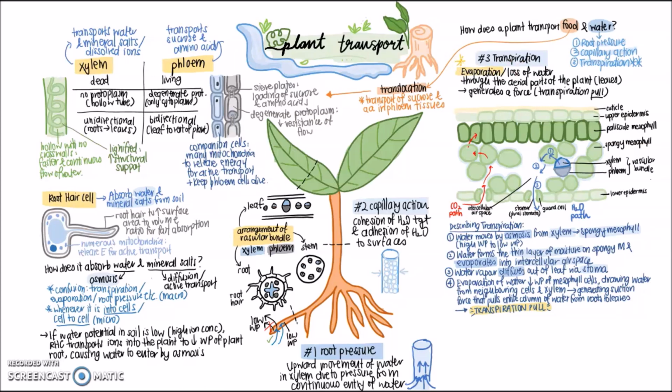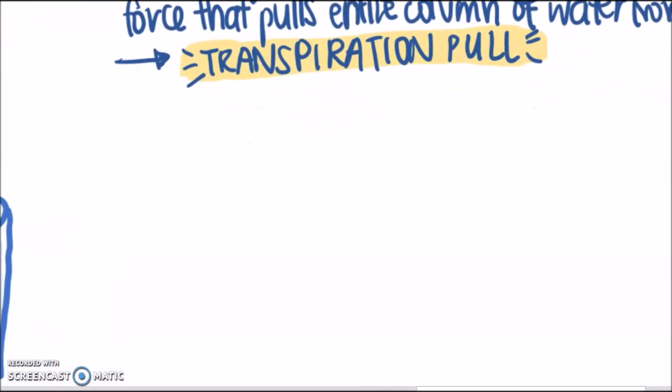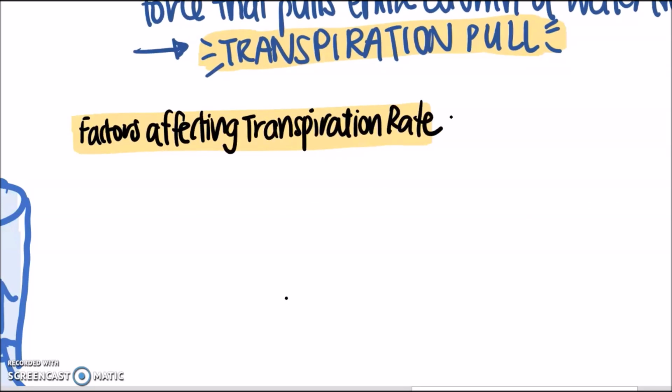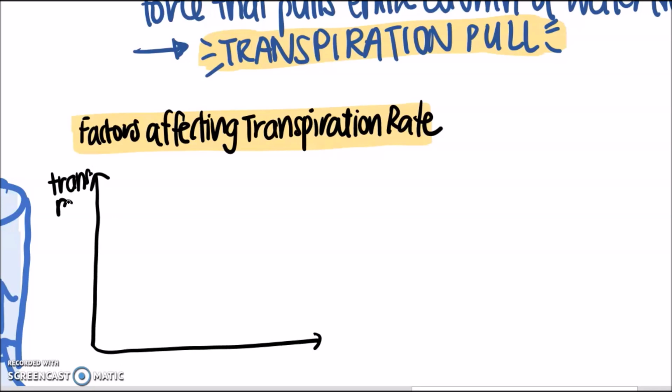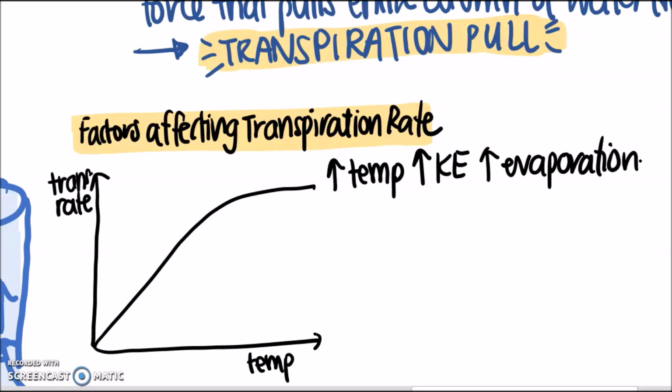Okay, so remember, transpiration is evaporation. So those factors that are affecting evaporation will be the same factors that affect transpiration. Alright, so factors affecting transpiration rate, we have a graph over here. The y-axis will be transpiration rate, while the x-axis is temperature. Okay, so you can see that when temperature increases, transpiration rate increases, because an increase in temperature will increase the kinetic energy of molecules and increases the rate of evaporation.